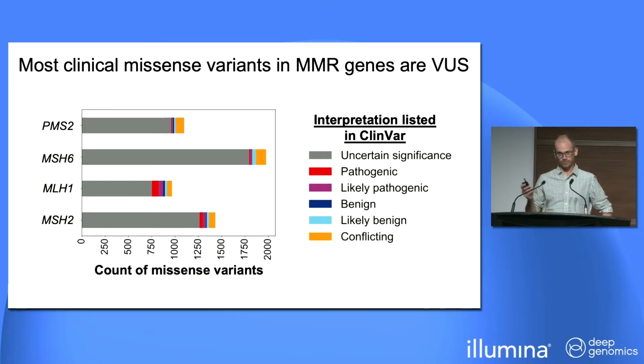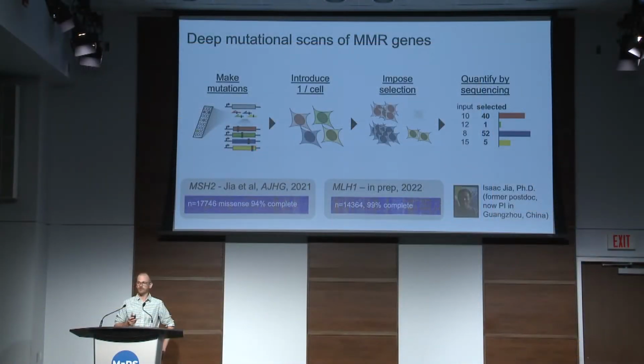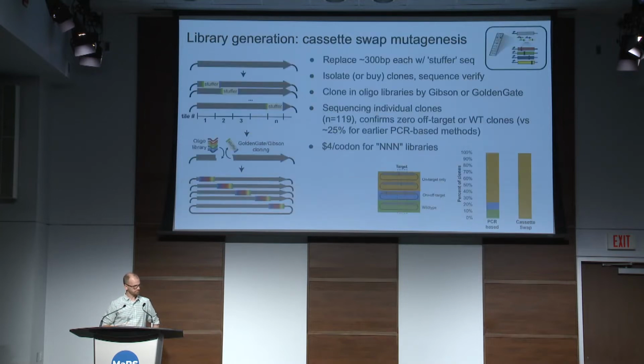So we do what you do, we make mutations, we try and model them in cell lines, impose some functional selection that tells us about those mutations' activity, and quantify their abundances at the beginning and at the end to arrive at a function score. So I'll present 2 different function maps. One's published, one's not, and these are projects that were spearheaded by a former postdoc in the lab, Isaac Jia, who's now got his own group at an institute in Greater Bay in China.